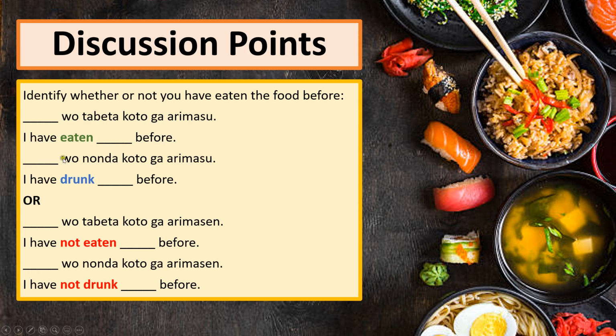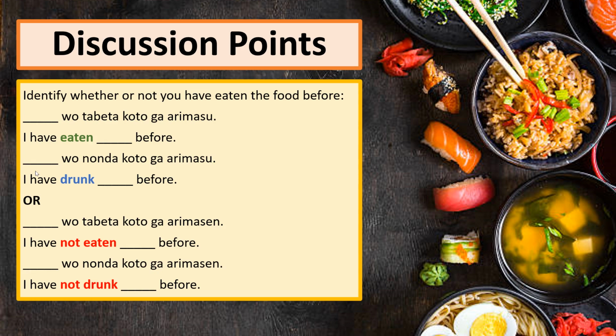And for the second example, if you are choosing to talk about Japanese ramune or Japanese sake, so any drinks, you can use nonda koto ga arimasu or nonda koto ga arimasen. By putting in the drink in this space here, you'll be able to say whether or not you have eaten or drunk that food before.